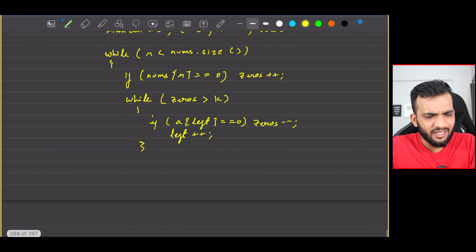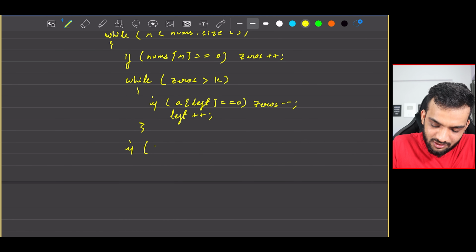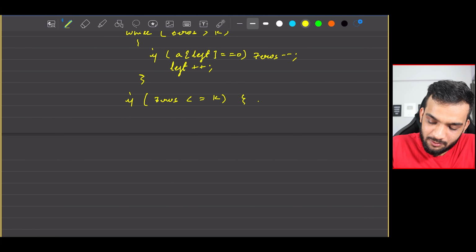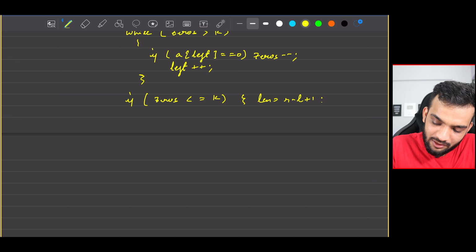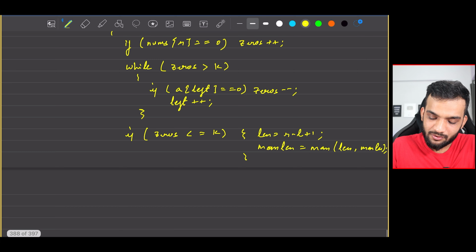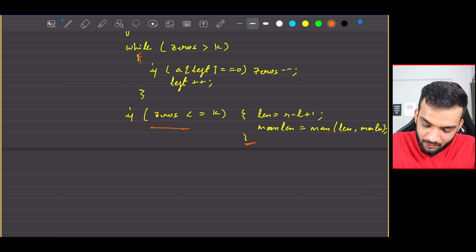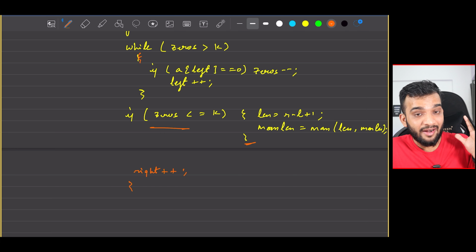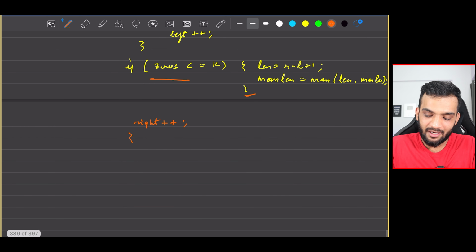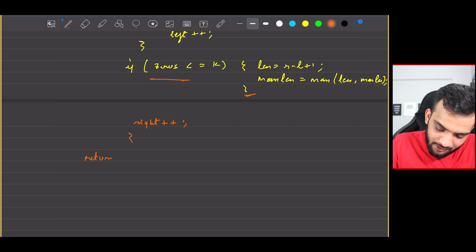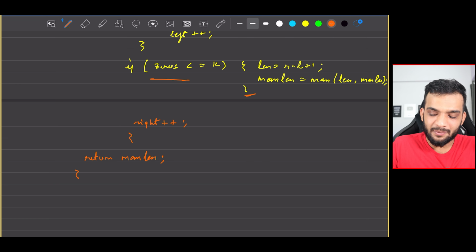What is the next case? The next case is very simple. We just have a check. If the zeros are lesser than or equal to k, in that scenario, please make sure that the length is r minus l plus 1. And at the same time, compare it with the max length, which is max of length, comma, max length, and that will be your answer. So I have the check, and that is completed. Now what I can do is, before completing the while loop, I can move the right pointer one place ahead, and then I can complete the while loop, because the right pointer always moves to the next, and eventually I can go ahead and return the max length, and I can complete the function.